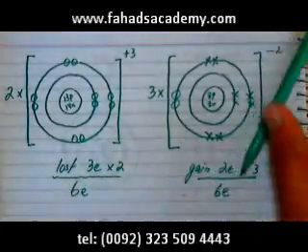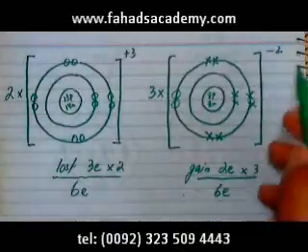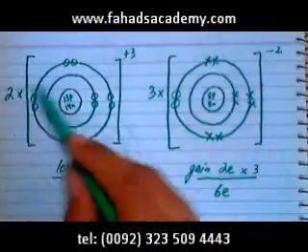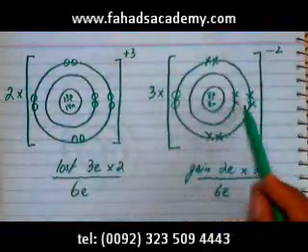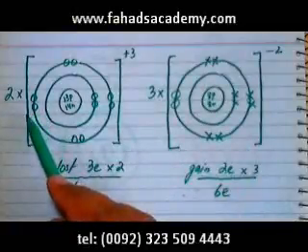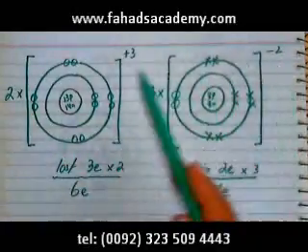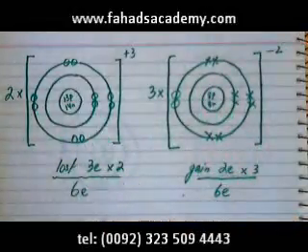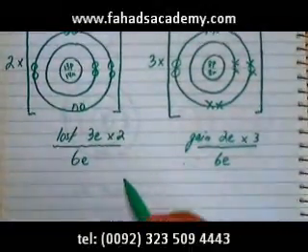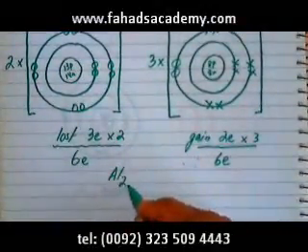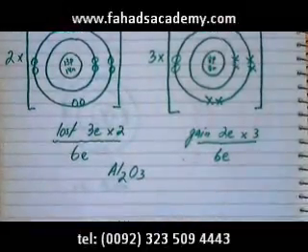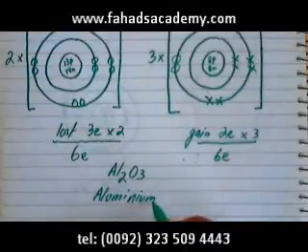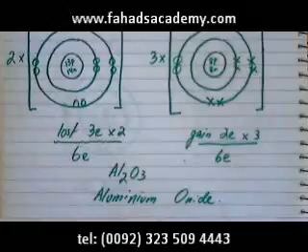We could simplify this by an easier method. If the charges are unequal, this is +3 and this is -2, just bring the 2 and multiply it by the aluminium, and take the 3 and multiply it by the oxygen. There should be 3 oxygens and there should be 2 aluminiums. That's the shortcut. So the formula of this compound is going to be Al2O3, and it would be called aluminium oxide.